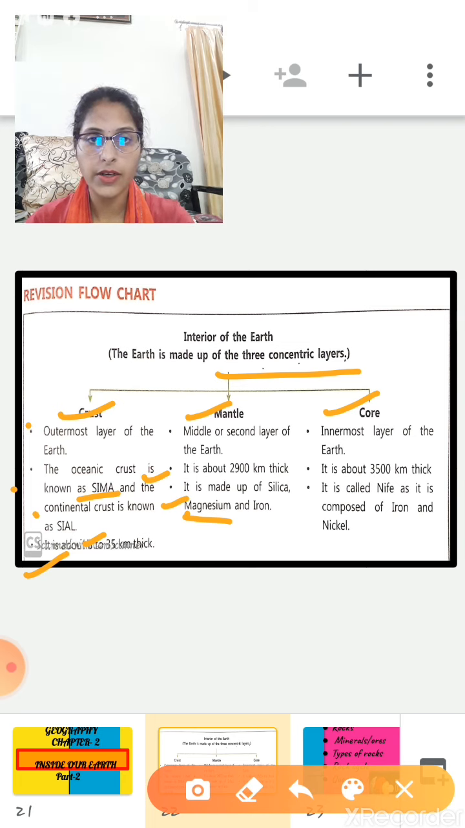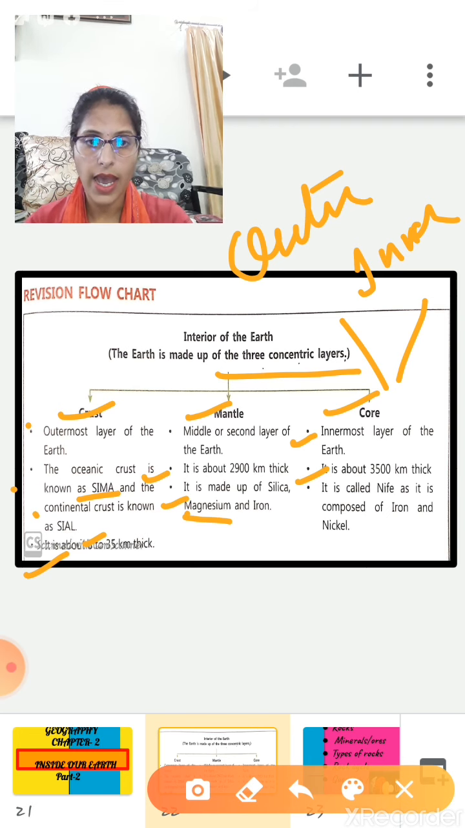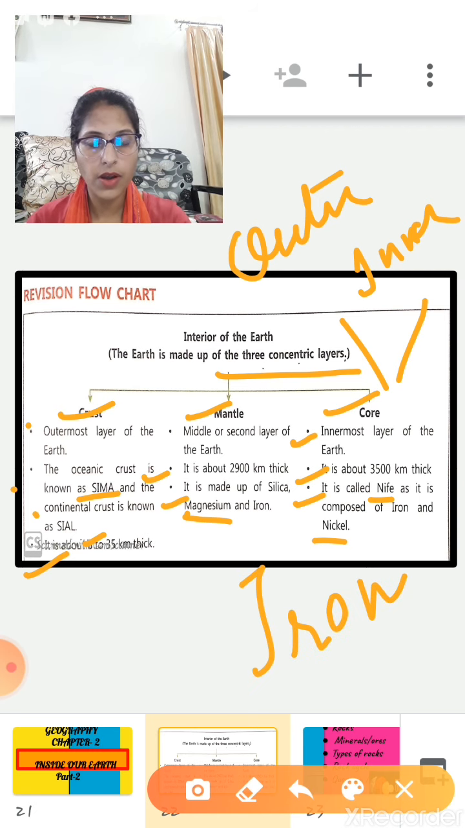Now the third layer of the earth is the core. This is the innermost layer of the earth. Now this core is divided into two. First is the outer layer and the second one is the inner layer. It is about 3500 kilometers thick and it is called NIFE. NI stands for nickel and FE stands for ferrous, that is iron. Clear? So this is all about the important layers of the earth.